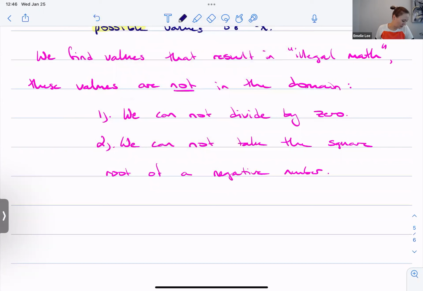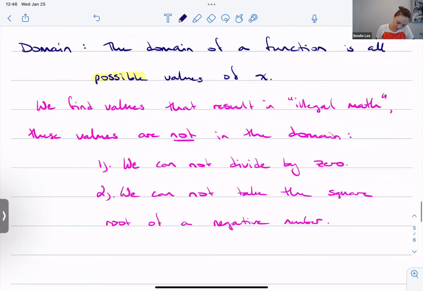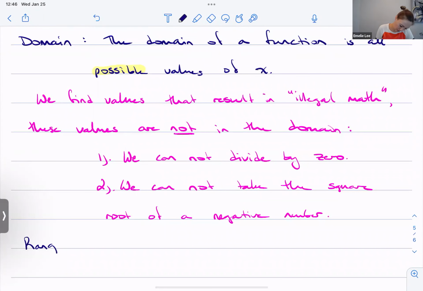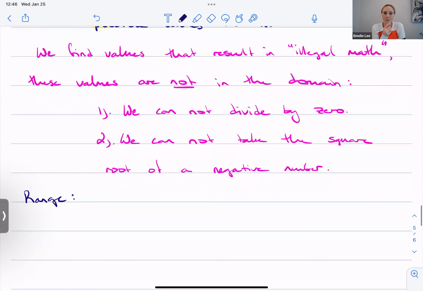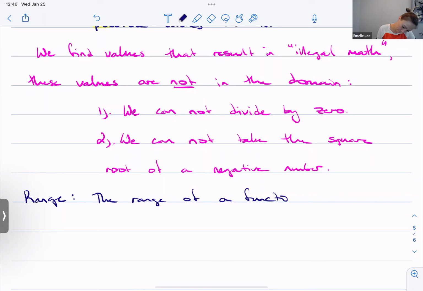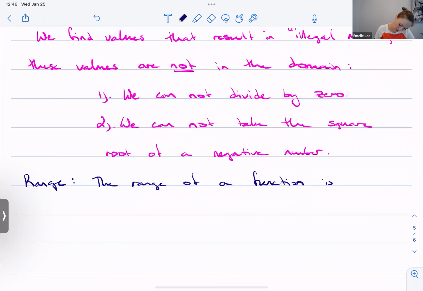So then the other idea that we need, they go hand in hand, is the range. Now the range is a little bit easier to think about because it's all the possible values of y that we could get. The range of a function is all possible values of y.